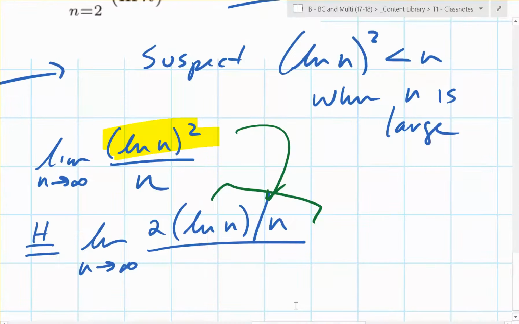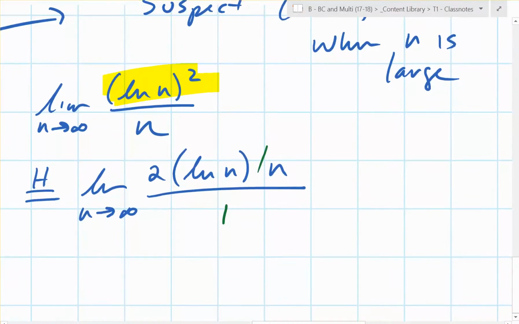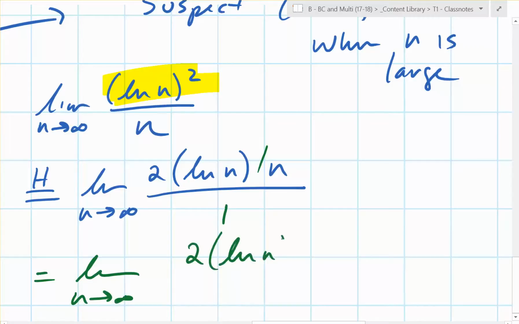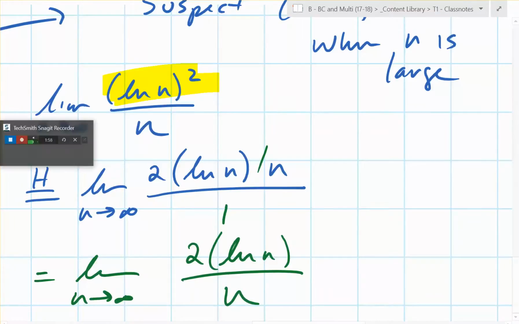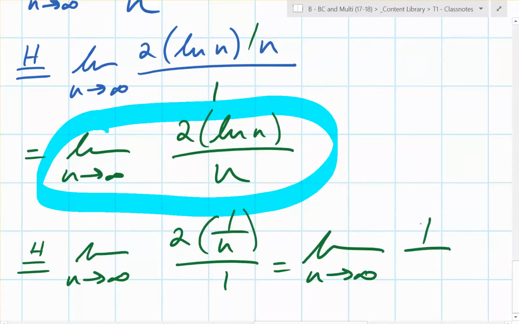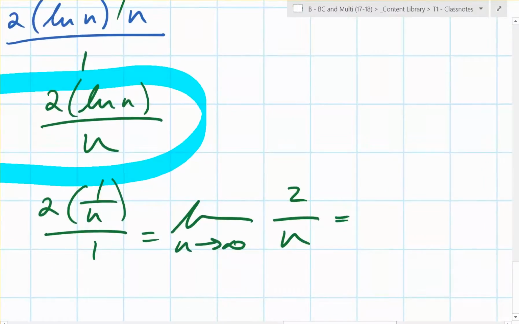Okay, what's the derivative of just n? 1. So what do you end up with here? So this is the limit as n goes to infinity. I'm not doing L'Hopital's rule again. I'm just rewriting it, of ln n over n. 2, not 1. 2 over n, indefinitely. What does that go to? 0. Okay, so let's look.